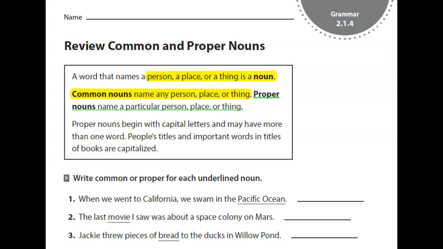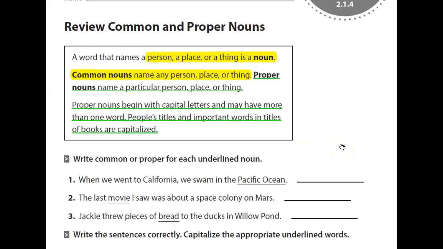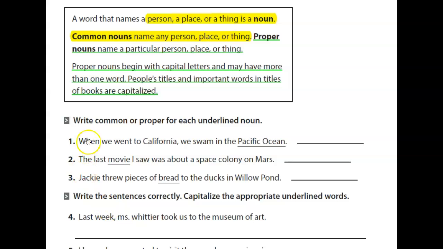Remember that proper nouns do begin with capital letters, and they may have more than one word, like in the words New York, or Civil War, like we saw yesterday, or I'm looking down at number 1, Pacific Ocean. Remember that also people's titles like Doctor and Mr. and Mrs., all of those are proper nouns that need to be capitalized, and important words in the titles of books are also capitalized. So let's take a look at number 1.